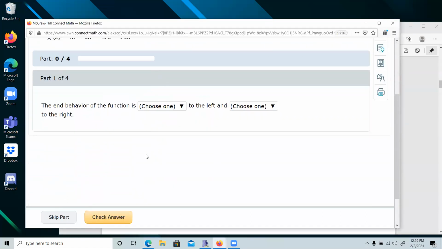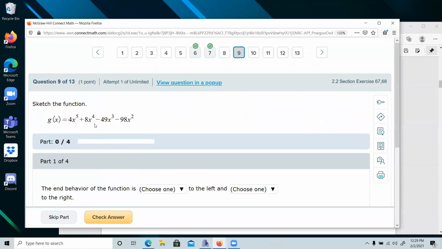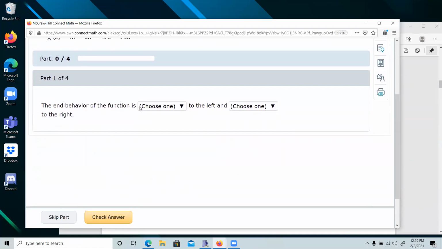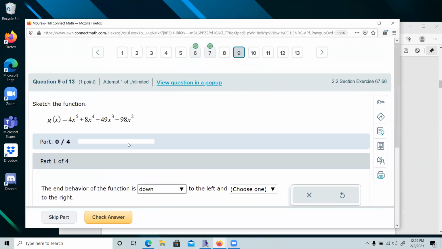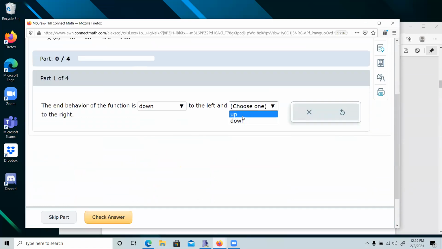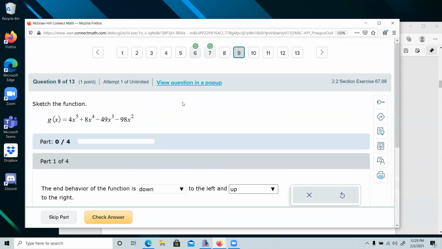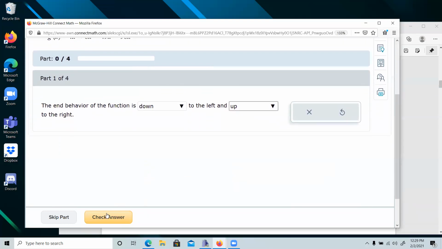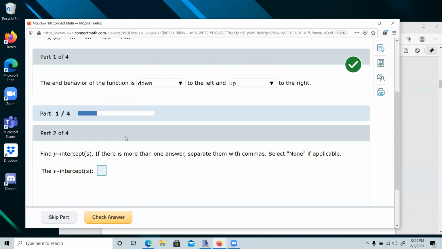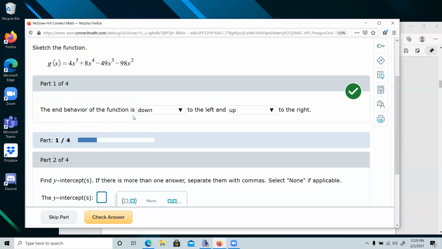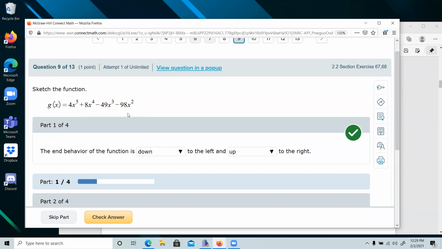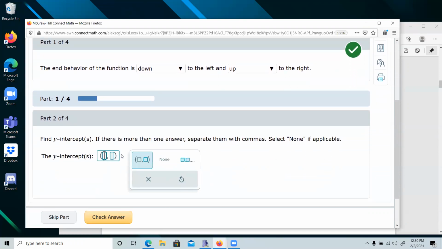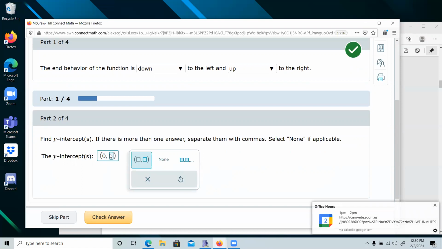Okay, so great. Let's go ahead. Oh, they just want to sketch the function. Oh, the end behavior. Okay, so it's going to be down to the left and up to the right because it's an odd polynomial with the first coefficient positive. Y-intercepts. Again, we have to plug in x equals 0. This is not a tough problem to deal with. We let x equal 0, everything is gone. So this is 0, 0.